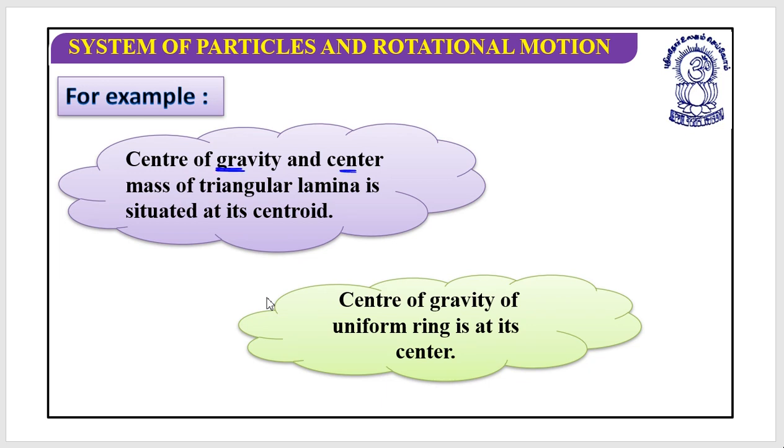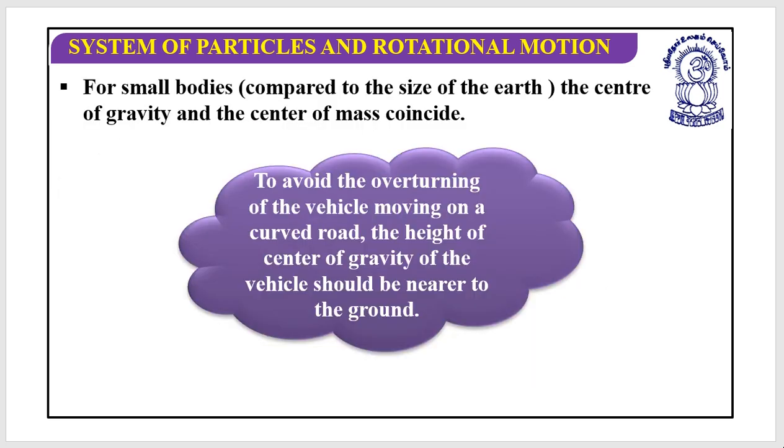The center of gravity and center of mass of a triangular lamina are situated at its centroid. The center of gravity of a uniform ring is at its center. So these are different examples where the center of mass and center of gravity coincide. For all small bodies, when we say small bodies, we are comparing them with the size of the earth, the center of gravity and center of mass coincide.